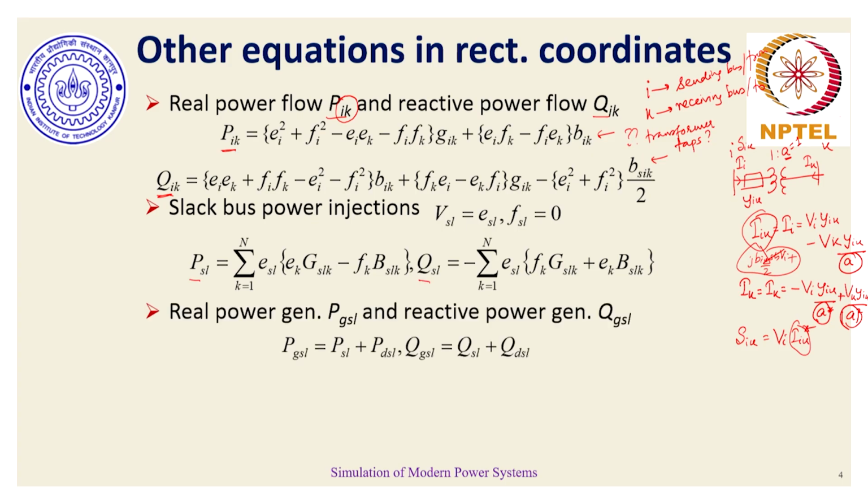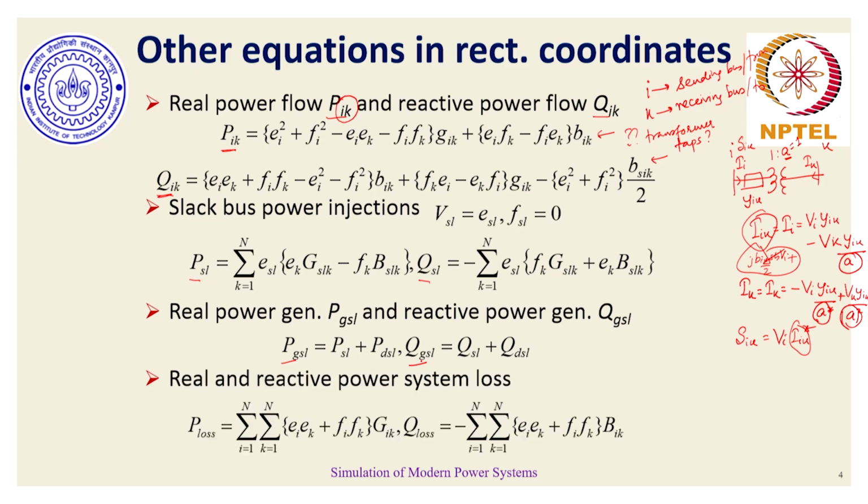And given the presence of load, if at all, at the slack bus, we will be able to find the corresponding real and reactive power generation. Similarly, we can also find the expression of total real power loss as well as the reactive component using the corresponding E's and F's, which have now been obtained after the rectangular version of power flow equations being solved in Newton-Raphson method.